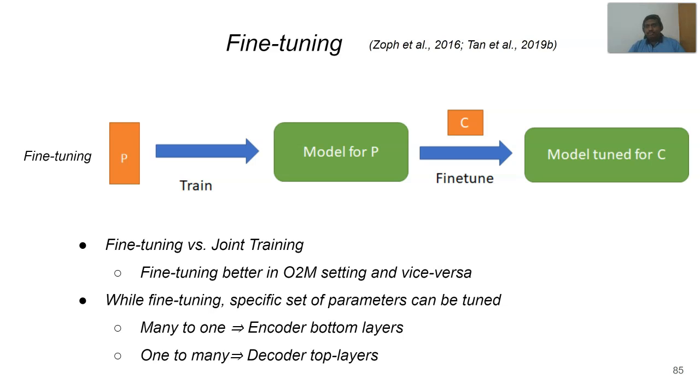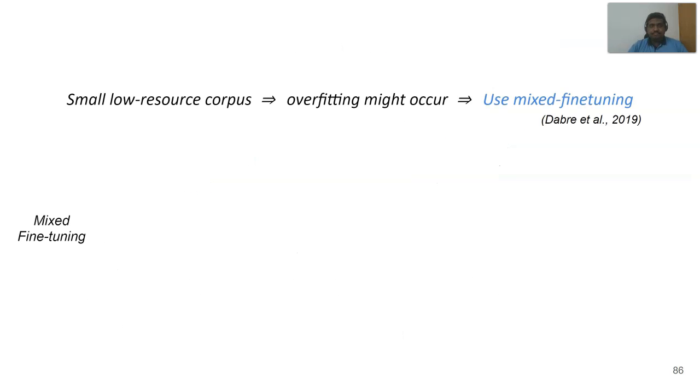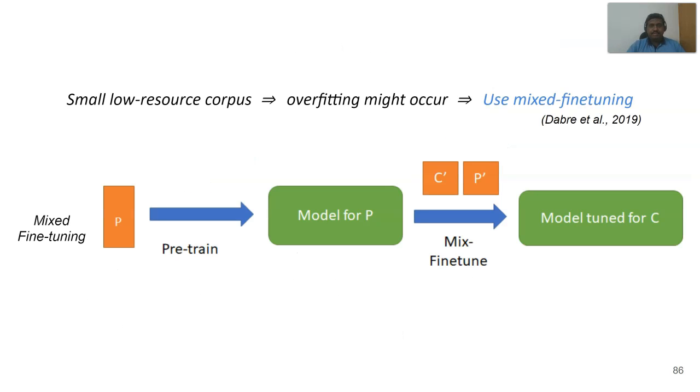So tuning a few parts of the network helps to avoid the scenario that the network forgets everything that it has seen from the parent language pair. Further, in some cases, the data for this child language pair is very small, and what can happen is that the fine-tuned model may overfit on this corpus.